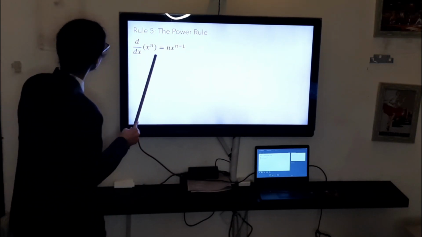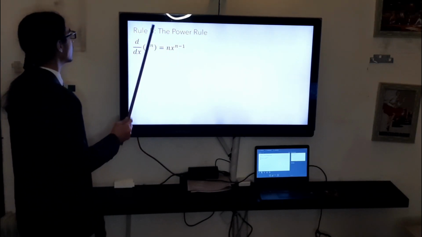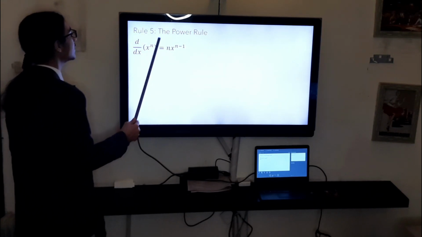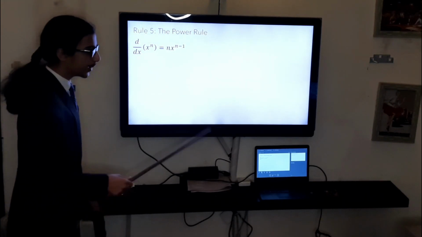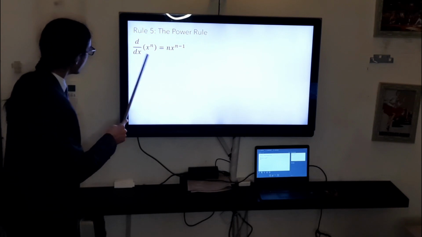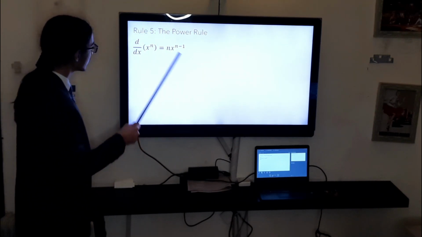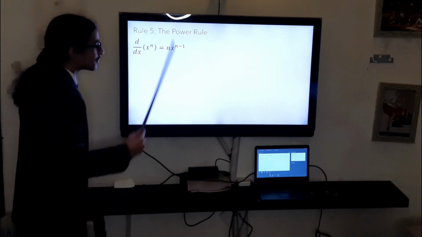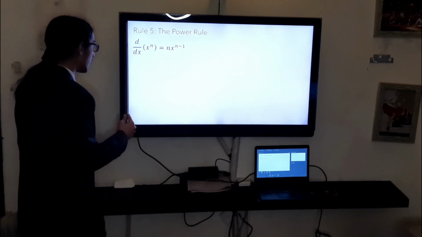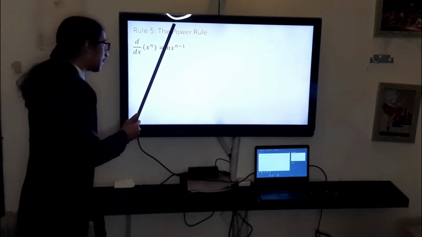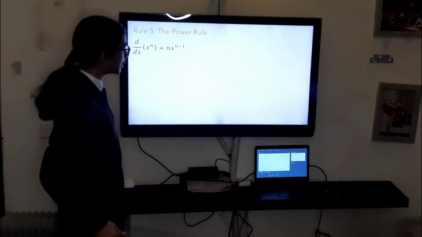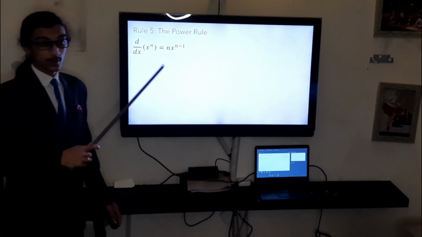And it turns out that if you want to take the derivative of x to the power n, that's just going to be equal to n times x to the power n minus 1. So we multiply x by n and we reduce its power by 1. You can think about it as bringing n down and subtracting 1. So d by dx of x to the power n is nx to the power n minus 1. Pretty useful to know. Very useful to know, actually.